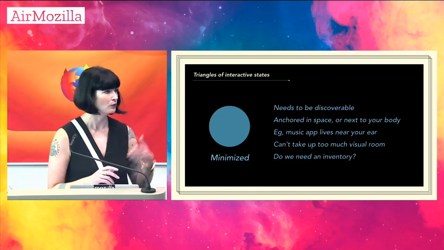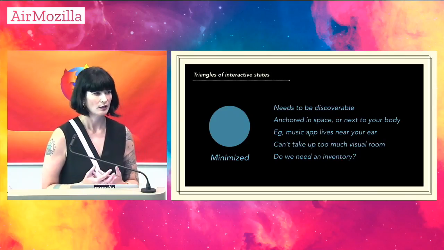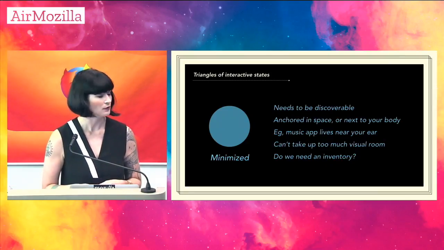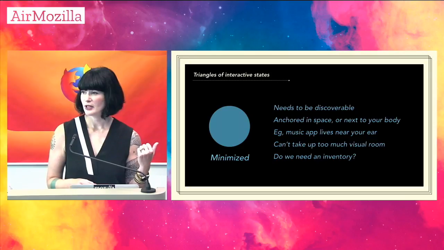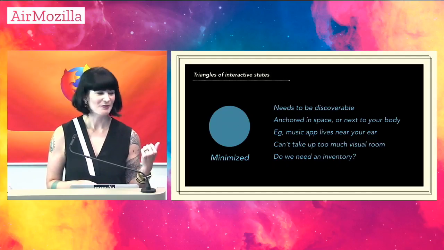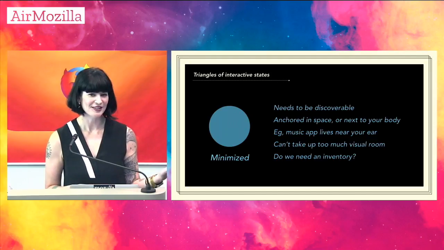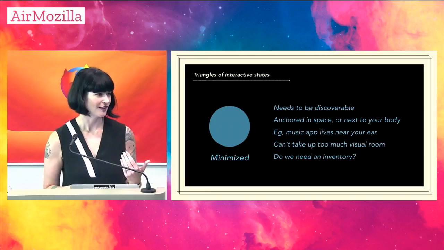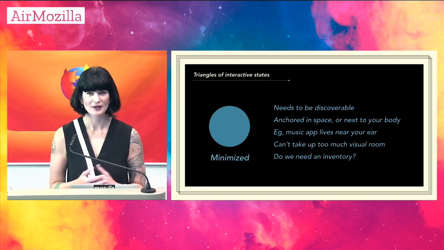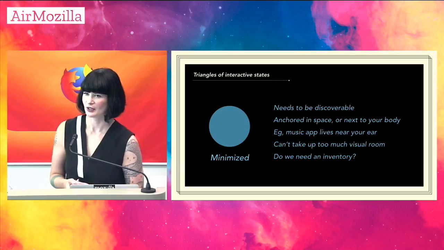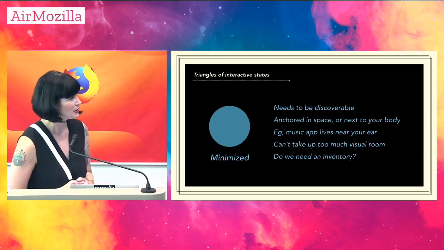But there are a lot of different ways that you could discover things that are around you, but not something you're interacting with. This also begs the question, do we need an inventory, right? Like if I left my Word doc app in my house, I need to be able to pull it up from anywhere. So we need some sort of sense of an inventory equivalent for all the spatial computing apps that we'll be using.